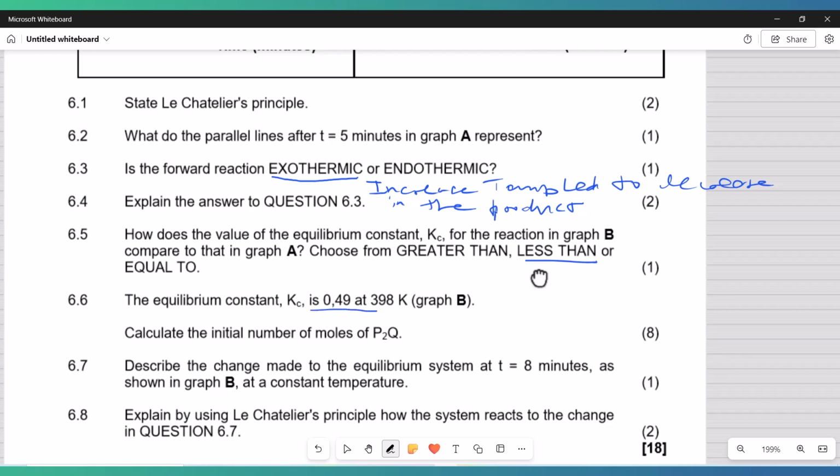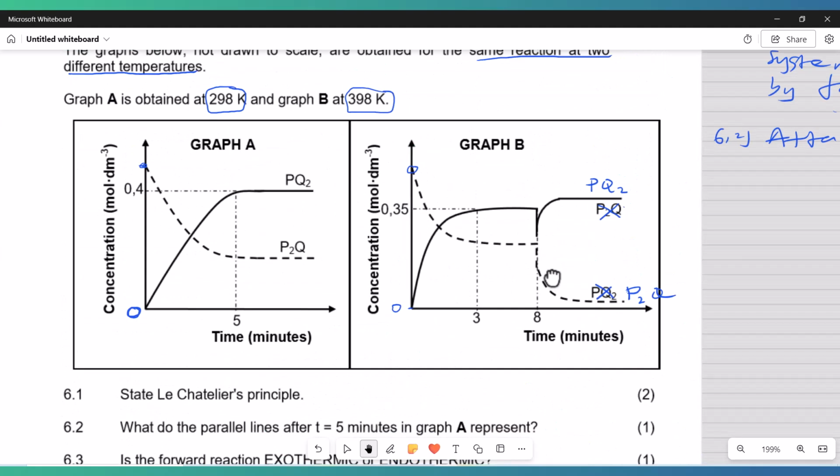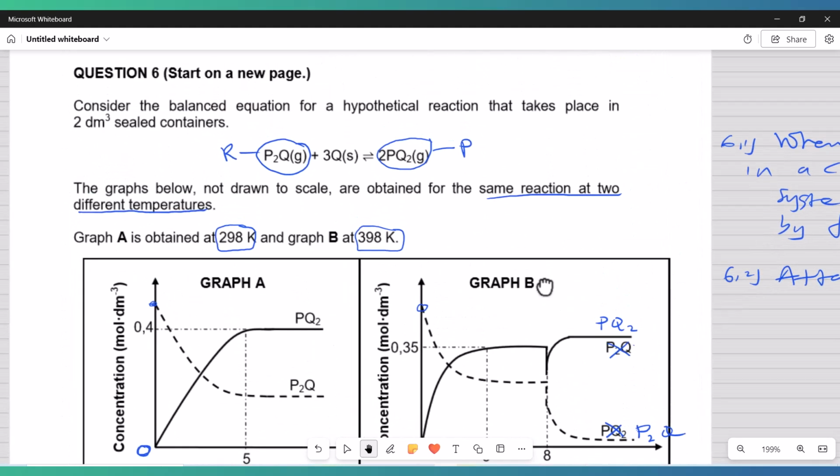Now they said that the Kc is 0.49 at 398 Kelvin. What must we do? Calculate the initial number of moles of P2Q. Now P2Q, look at our equation. What is P2Q? Now P2Q is the reactant. Okay. All right.